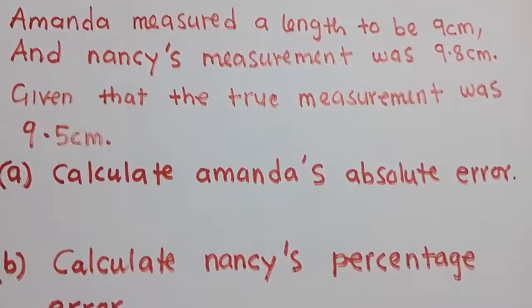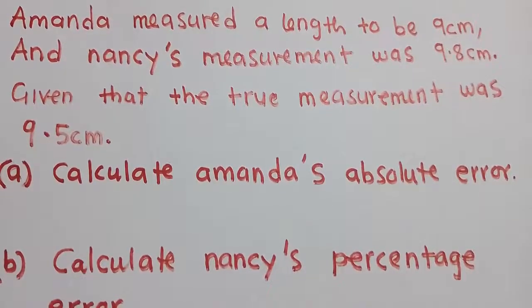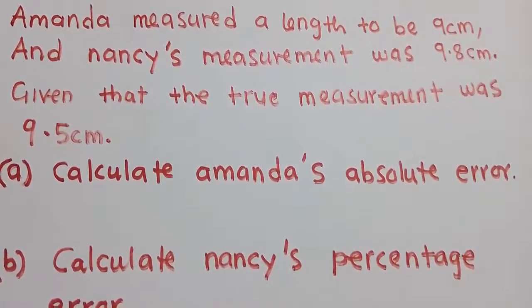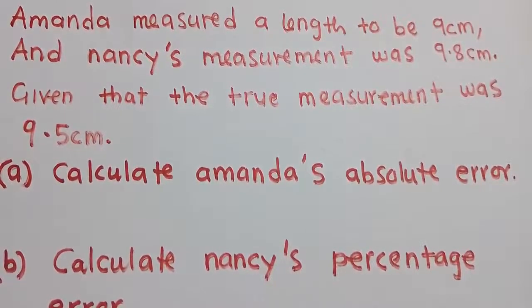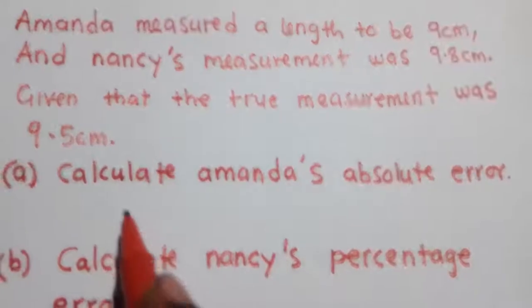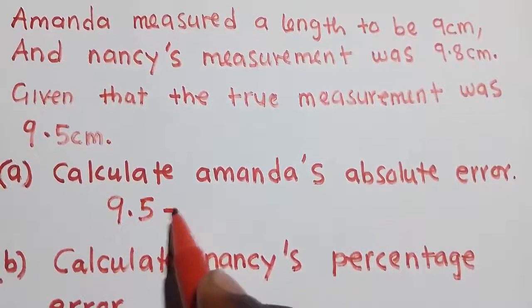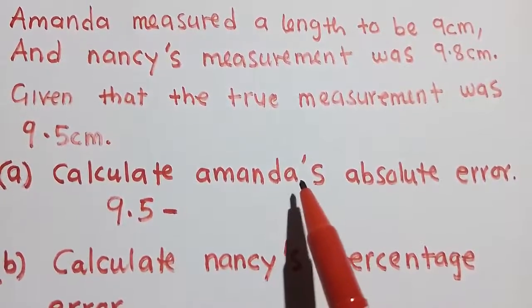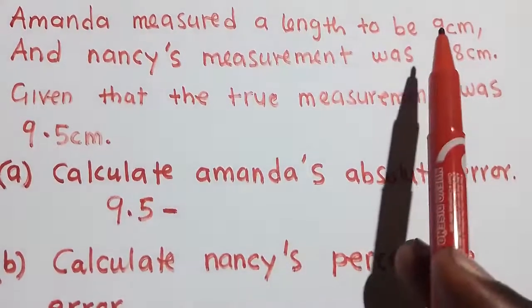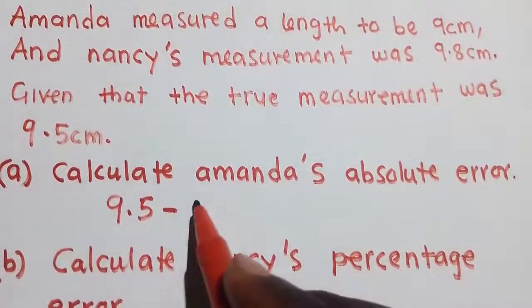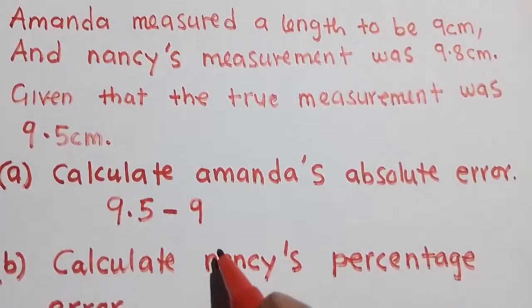You are going to get the true measurement. What we avoid whenever we are talking about measurements is a negative number, because these are measurements. You cannot say negative 2 centimeters. No. We follow positives. So, what is the true measurement? The true measurement was 9.5 minus Amanda's measurement. Amanda's measurement was 9 centimeters. So, minus 9 centimeters.